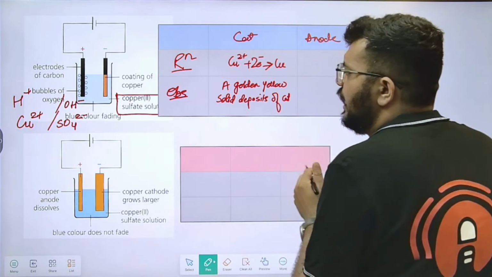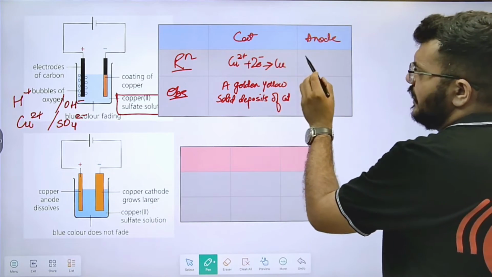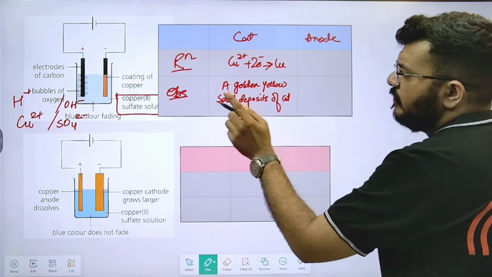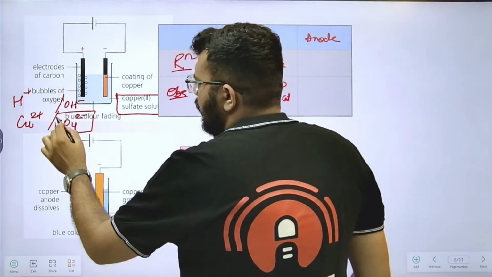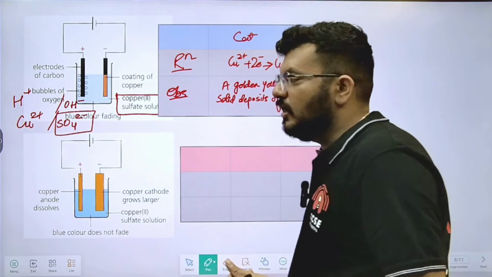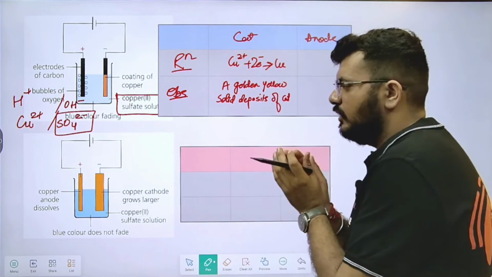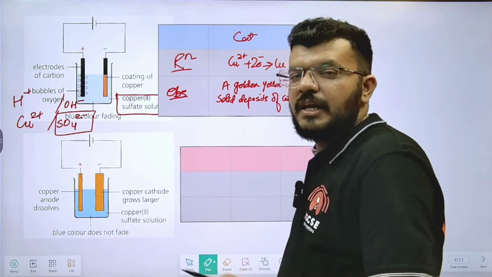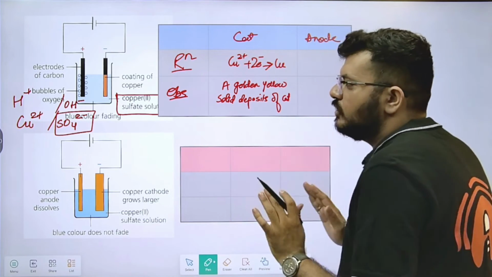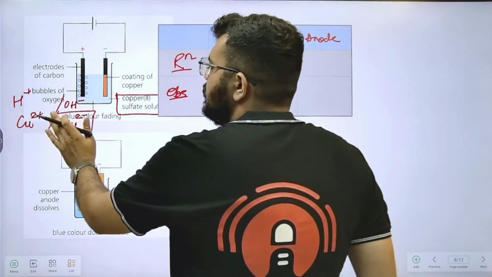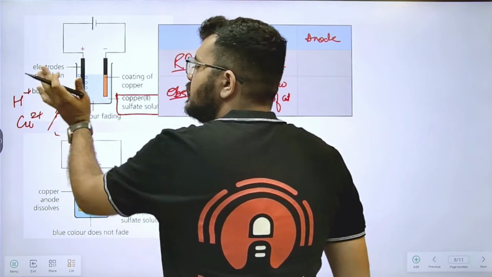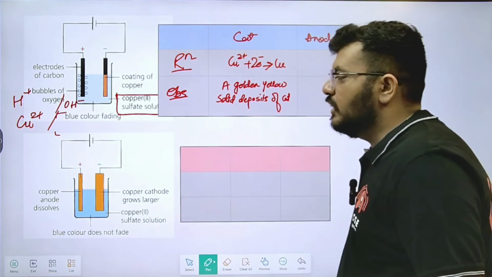What happens at anode? Anode, first let's write the reaction. So you have OH minus and SO4 2 minus. For all intents and purposes, SO4 2 minus, NO3, all of those complicated ions, there is no redox for us of those complicated ions. So you can just easily ignore this. You can behave as if this does not exist in your electrolysis.